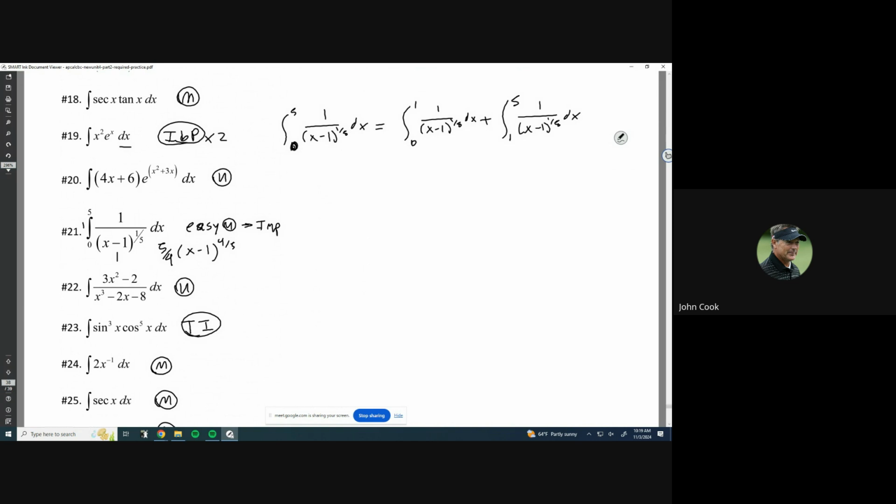Okay, and then we'll rewrite this with our little limits. So the limit as, and let's use b again, b goes to 1, 0 to b, and then from b to 5. Or, well, I'll write it again. The limit as b goes to 1 of b to 5.